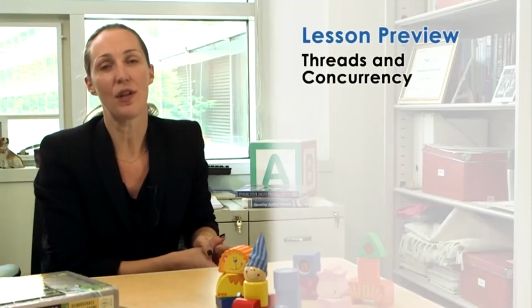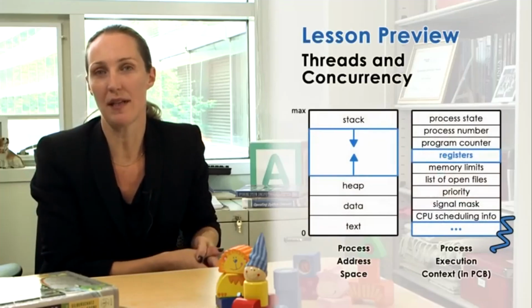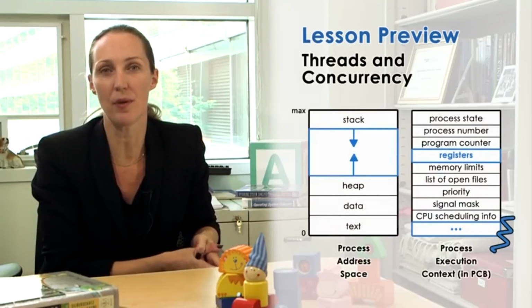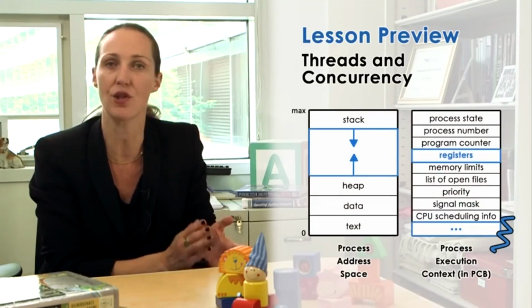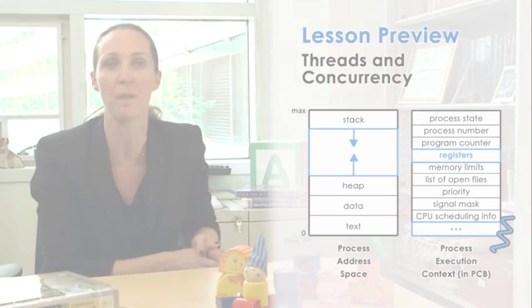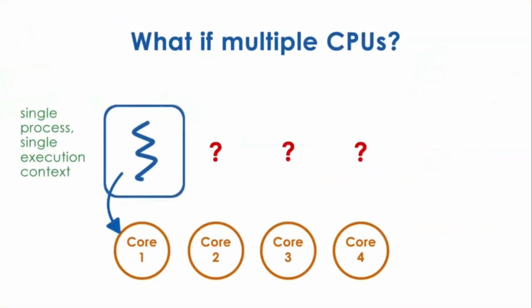During last lecture, we talked about processes and process management. We said that a process is represented with its address space and its execution context, and this has registers and stack at stack pointer. A process represented in this way can only execute at one CPU at a given point of time.